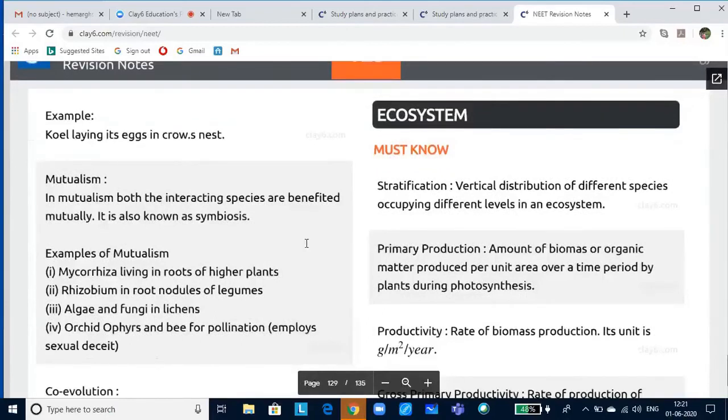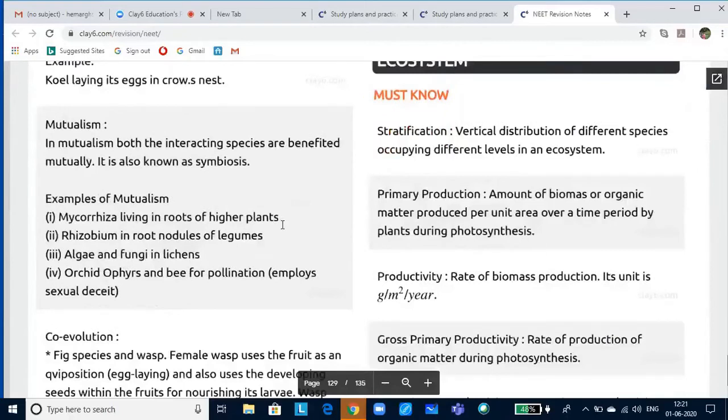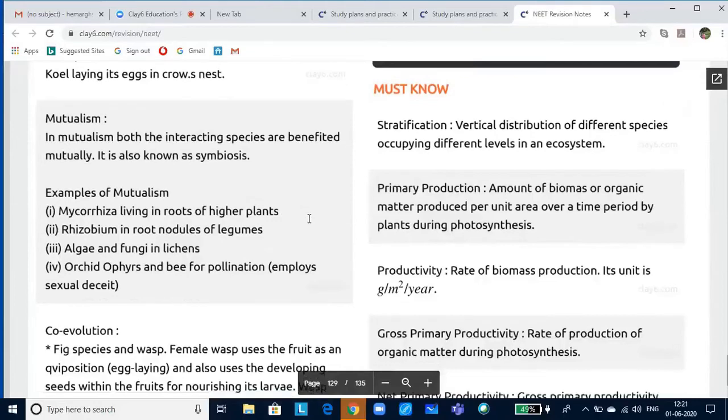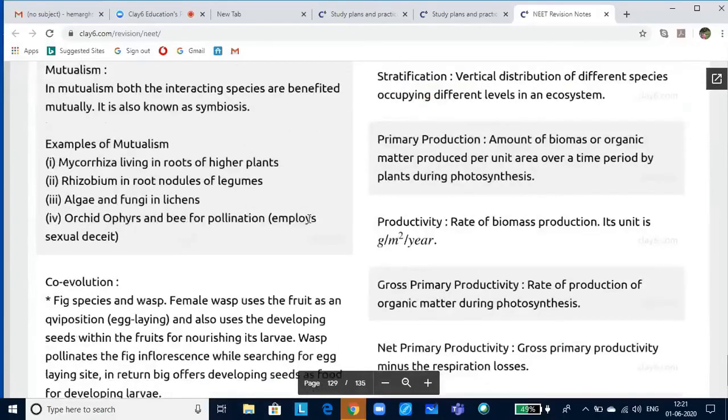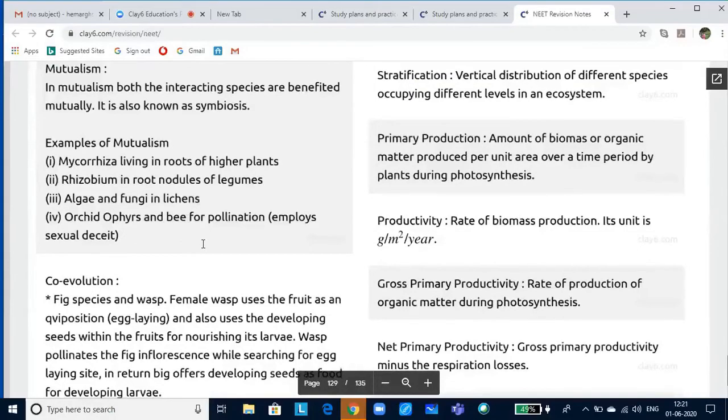The next kind of interaction is mutualism. Here, mutual means each other. So both the entities are benefited mutually, and it is known as symbiosis. Examples of mutualism include mycorrhiza living in the roots of higher plants. Fungus can get into a symbiotic relationship with the roots of higher plants and help in nitrogen fixation. Rhizobium in the root nodules of legumes, algae and fungi in lichens, and Ophrys orchid and bee for pollination.